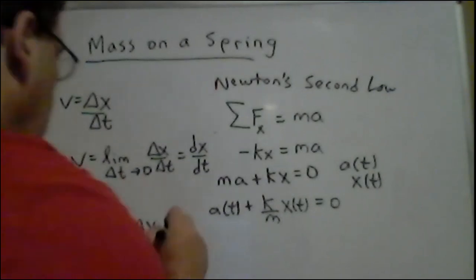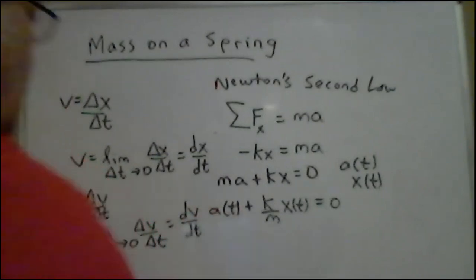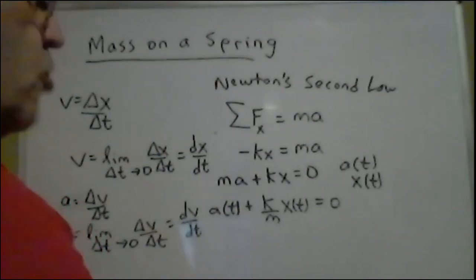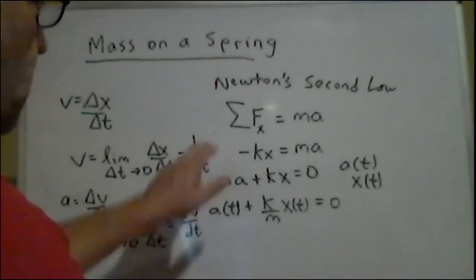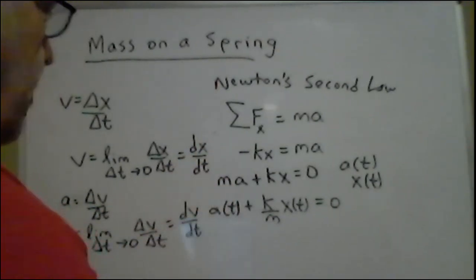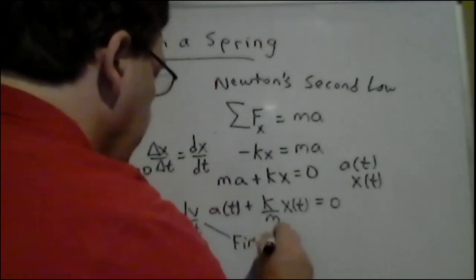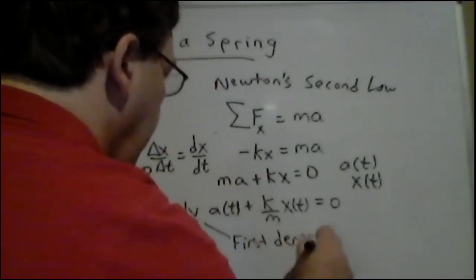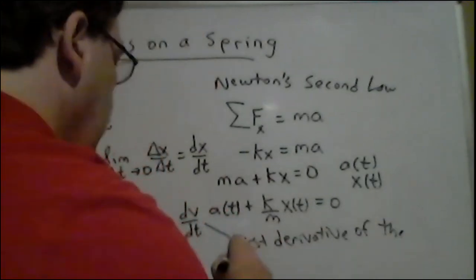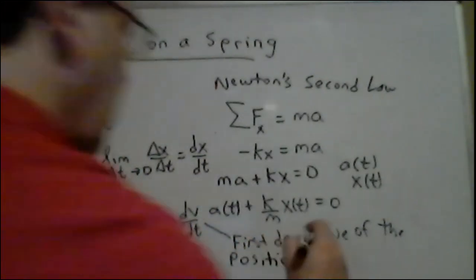And what is that? Well, that would be dV dt. Again, this is the instantaneous slope. We call this a first derivative. So I would say this is the first derivative of the position with respect to time, or the first derivative of the velocity with respect to time, right? So this would be, for instance, the first derivative, as they say in calculus, of the position with respect to time.